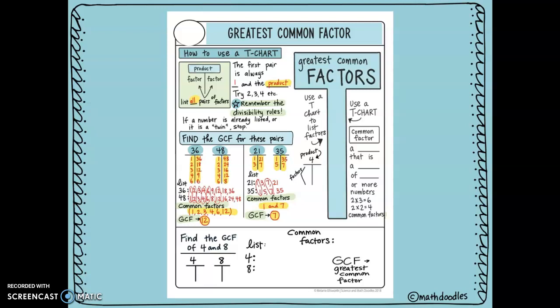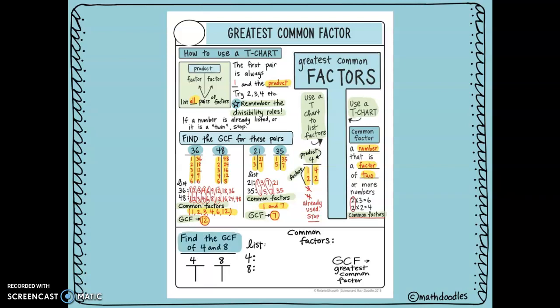Greatest common factors are easy to find using the T-chart. Remember, the product goes on the top and the factors are listed out in pairs on either side of the T. A common factor is a number that is a factor of 2 or more numbers. 2 times 3 equals 6. 2 times 2 equals 4. The common factor is 2, so the greatest common factor is 2.